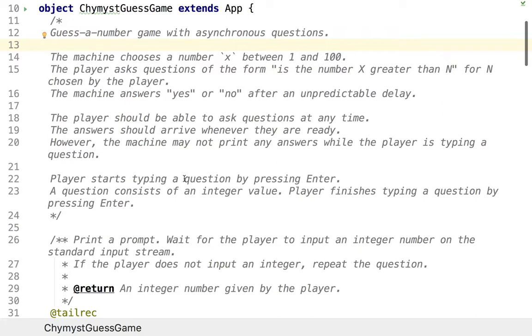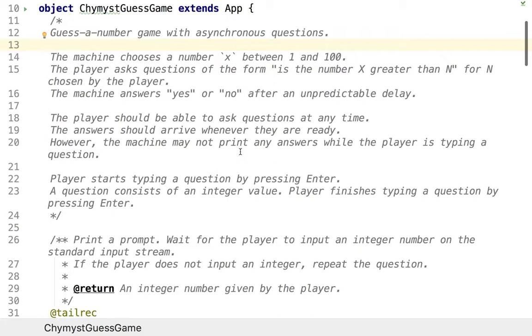So the player should be able to ask any number of questions while waiting for answers, and answers will arrive each after an unpredictable delay, so the answers will arrive perhaps out of order. So all of this must be asynchronous. The player should be able to ask questions at any time.